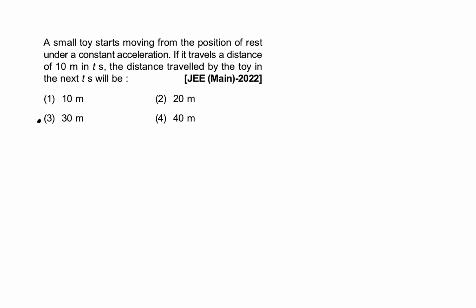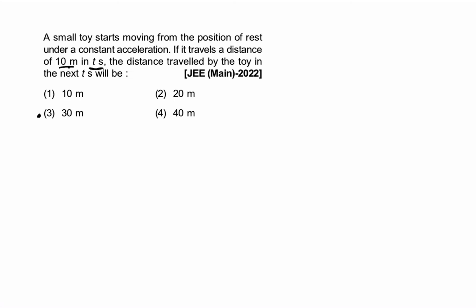A small toy starts moving from the position of rest under constant acceleration. It travels a distance of 10 meters in t seconds. Now 10 meters in t seconds they are asking. 10 meters and time is nothing but x is equal to, from rest it is starting, so u value is equal to how much? 0. I am writing directly half into a t square. Okay, so first case we can write 10 is equal to half into a into t square.